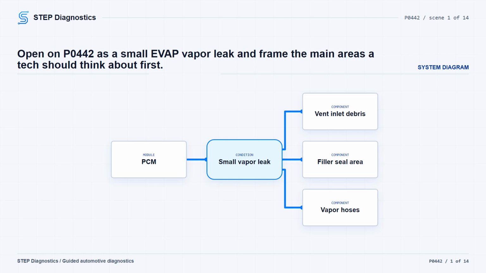We're going to keep this diagnosis ordered. Prove the fault with the scan tool first, inspect the obvious sealing and hose concerns, then use smoke and pressure testing only when the earlier checks don't find it.